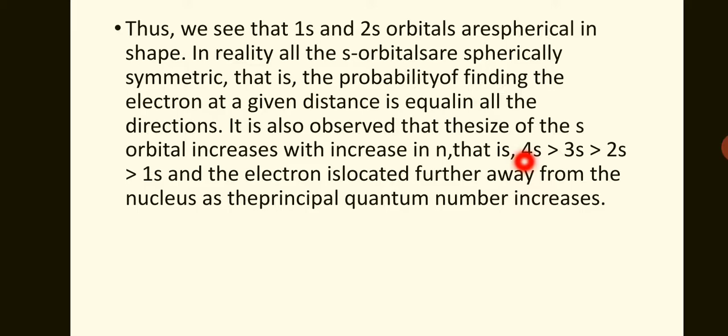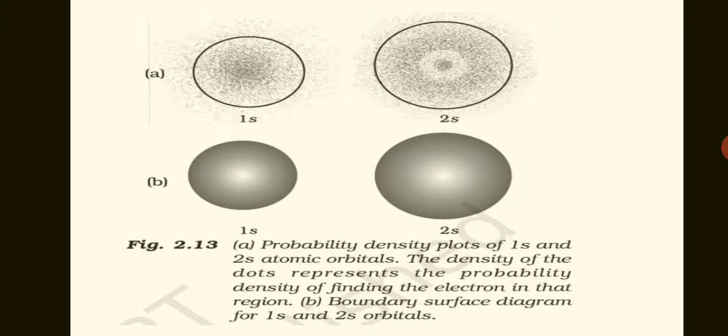So 4 is a principal quantum number, 3 is a principal quantum number, 2 is the principal quantum number, and 1 is a principal quantum number. And for s orbital, l or azimuthal quantum number is 0. So these are the diagrams of s orbital.